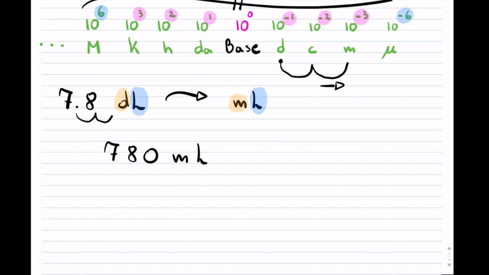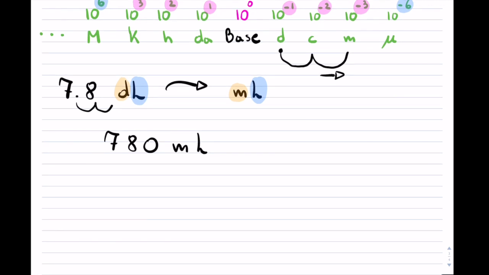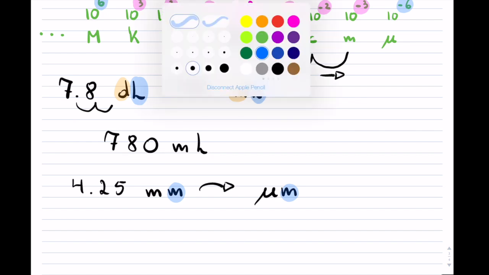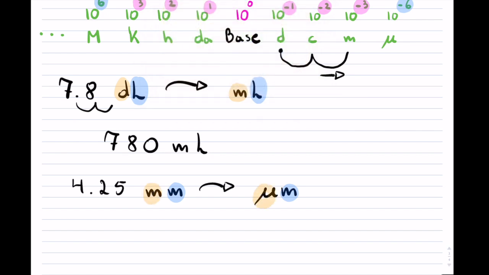Okay, so that's that example. Now be careful, because as you're doing your jumps, in the first example, from kilo all the way across to milli, the jumps are just one at a time. But if, for instance, someone came along and said, well, here is an example, and let's say it would be 4.25 millimeters, and they asked you please convert to micrometers. So our base is meter, and we want to jump from milli to micro.